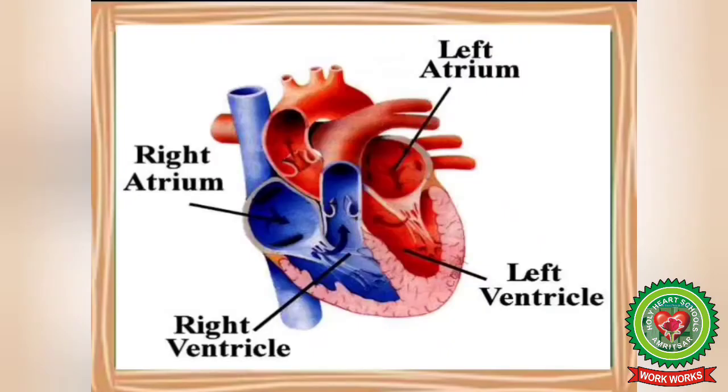It is formed of 4 chambers. The 2 anterior chambers are called auricles and posterior 2 chambers are called ventricles. In between these chambers are present door-like valves which allow the blood to flow in one direction only, that is from auricle to ventricle. The reverse flow of blood is prevented by these valves.